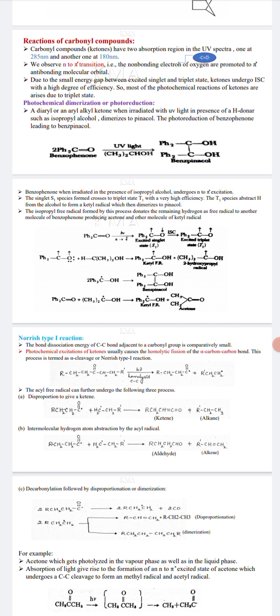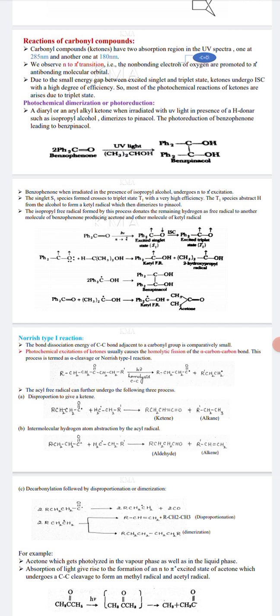In case of carbonyl, as we see in olefinic compounds or alkenes, their pi to pi star transition happens, but in case of carbonyl compounds we observe n to pi star transitions, that is non-bonding electron of oxygen are promoted to the pi star antibonding molecular orbital. Due to the small energy gap between excited singlet and triplet state, ketones undergo intersystem crossing, that is ISC, with a high degree of efficiency. So most of chemical reactions of ketones arise due to the triplet state.